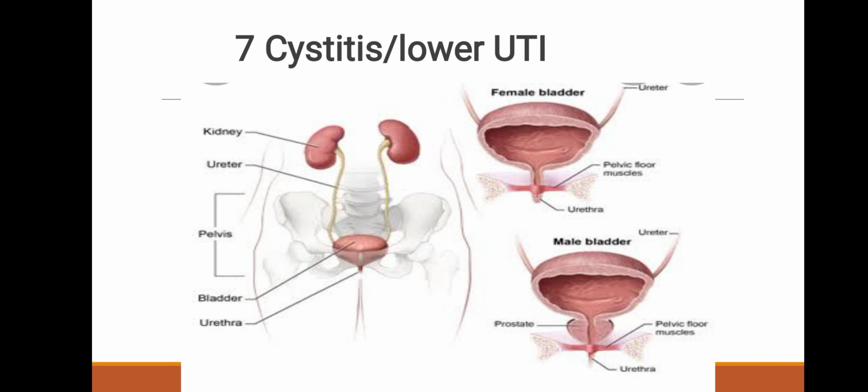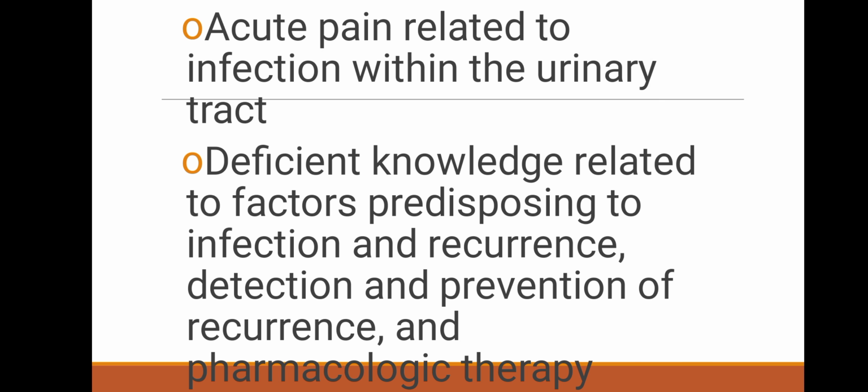Cystitis or lower UTI. Urinary tract infection, an infection in any part of the urinary system: the kidneys, bladder, or urethra. Urinary tract infections are more common in women. They usually occur in the bladder or urethra, but more serious infections involve the kidney. Nursing diagnoses are acute pain related to infection within the urinary tract, deficient knowledge related to factors predisposing to infection and recurrence, detection and prevention of recurrence, and pharmacologic therapy.